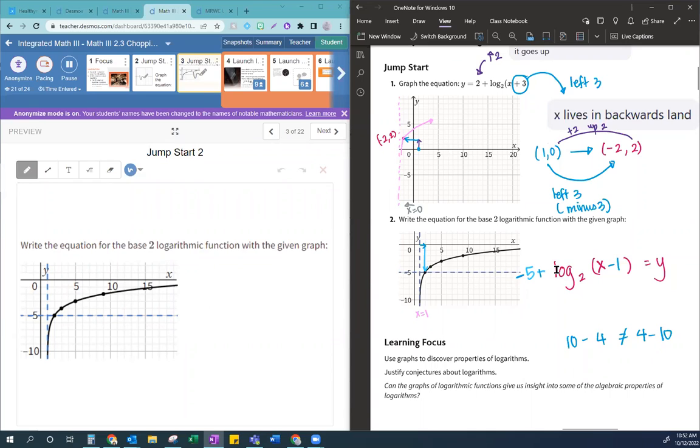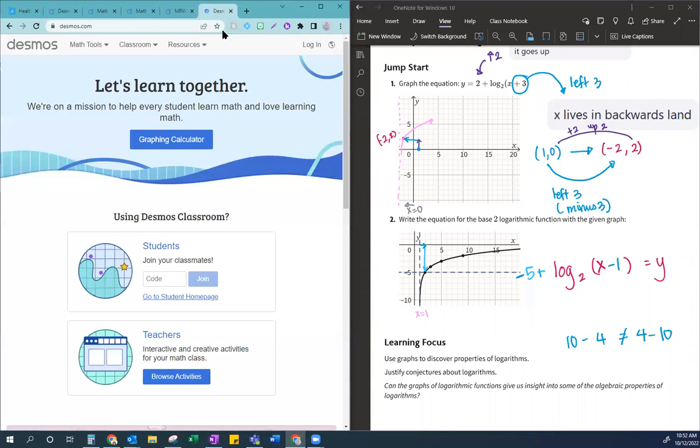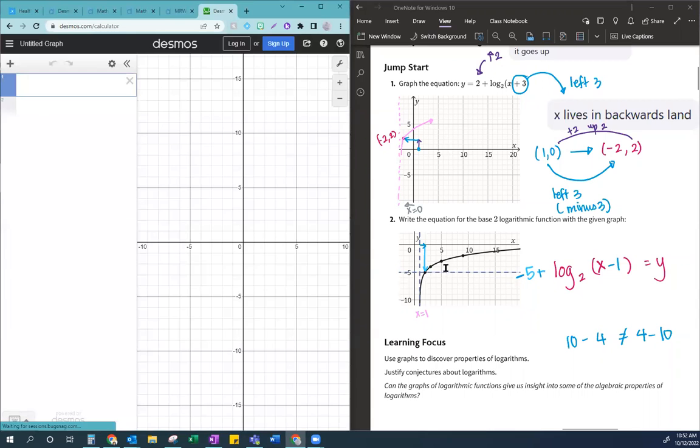The last thing I just want to make sure of is this number right here. There's no multiplier. The easiest way for me to check that there's no multiplier is by plugging one of these points into Desmos, and making sure that they're actually working. So I'm going to plug it in as a function and not graph it.